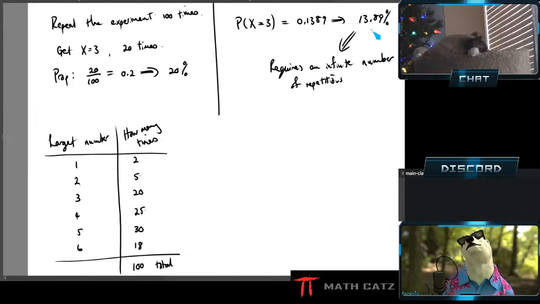Why are they not the same? They're not the same because I didn't repeat this. I didn't roll 2 dice infinitely many times. If I did another 100 and another 100 and another 100, this 20% will drift towards 13.89. And the more I repeat it, the closer I'm going to get. It's a slow drift to this theoretical ideal as I repeat the experiment more times. Let me write that down.